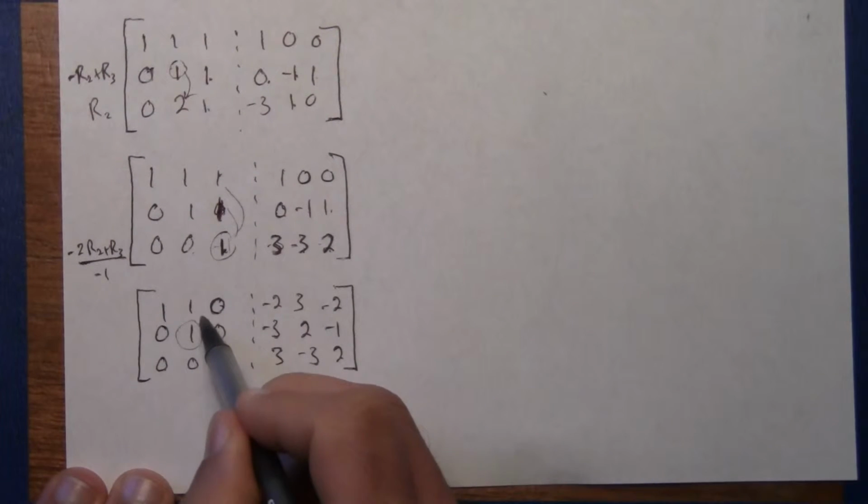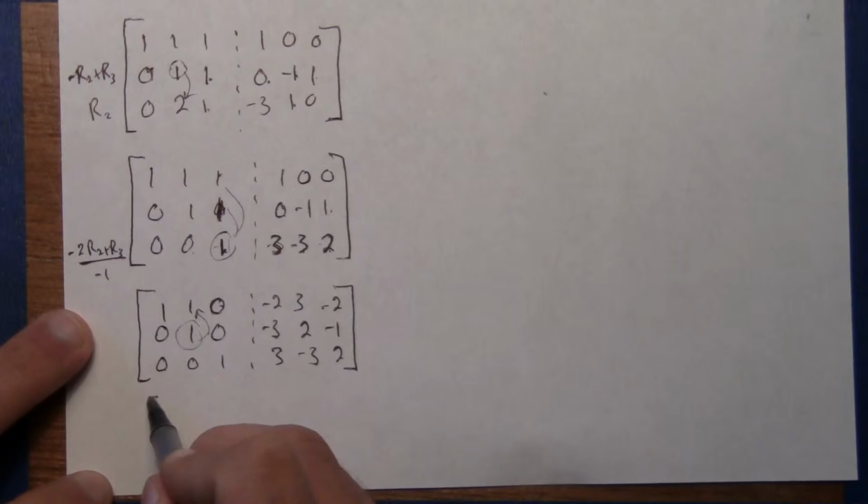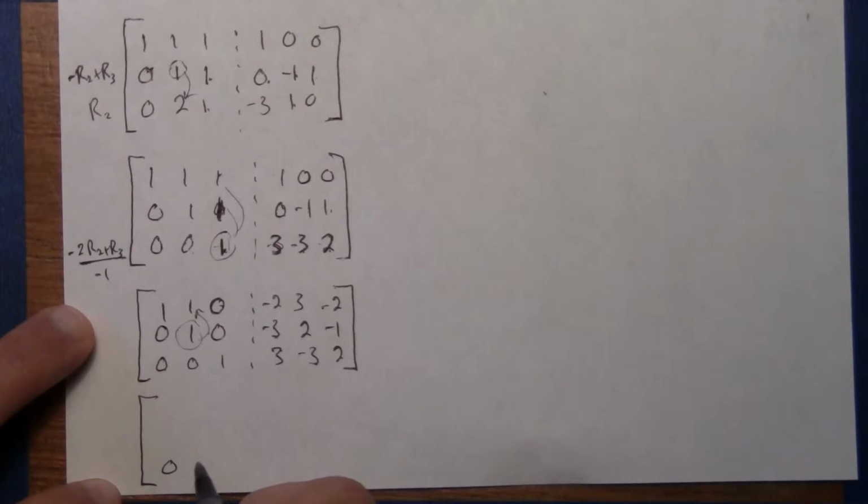One last step, use that one to get rid of this one. So copy down now the last two rows as they are completely finished.